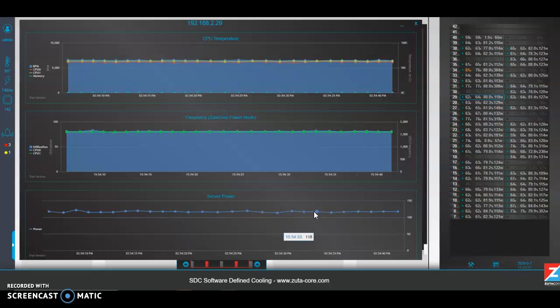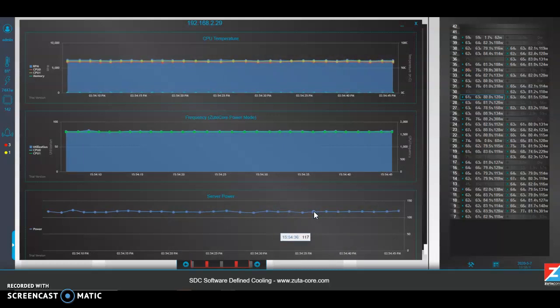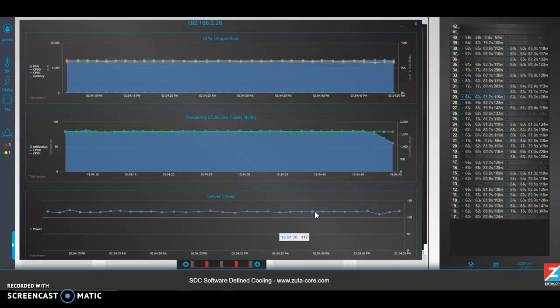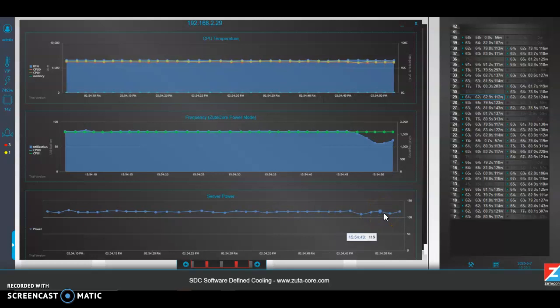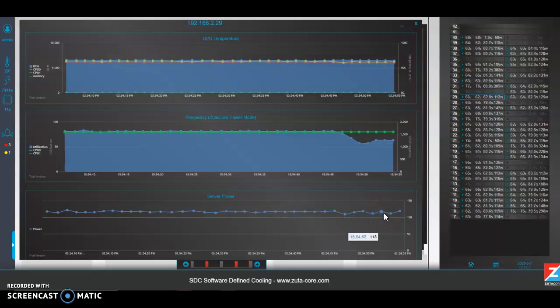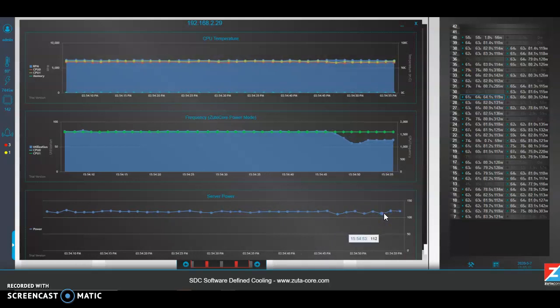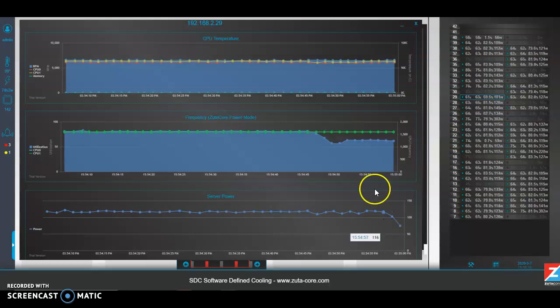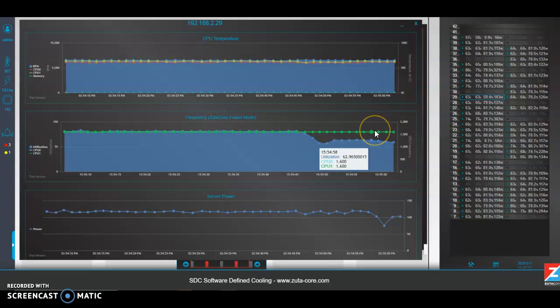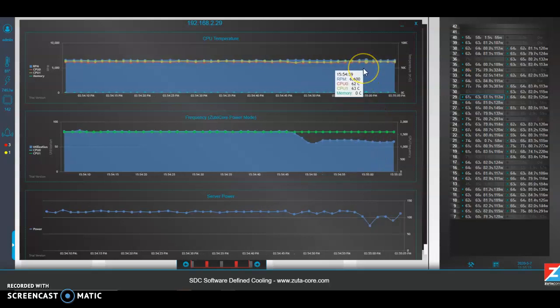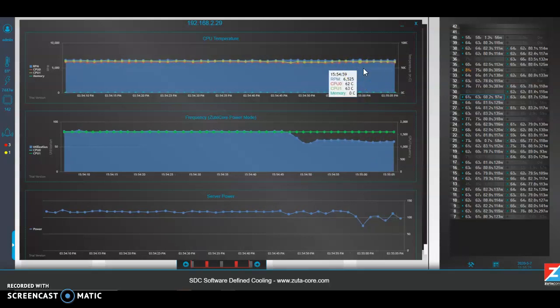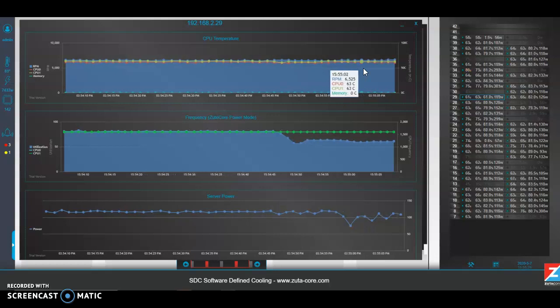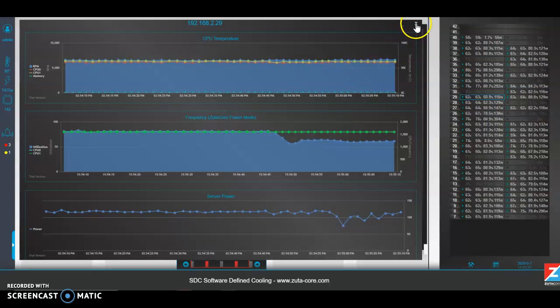But what happens if the load is reduced on this server? I can immediately see the load going down, and you can see that the power consumption goes down, and the server utilization went down. In this case the CPU is still running at the same speed, and the fans are still at the same speed, but you can see that all the information is right up in front of us in real time.